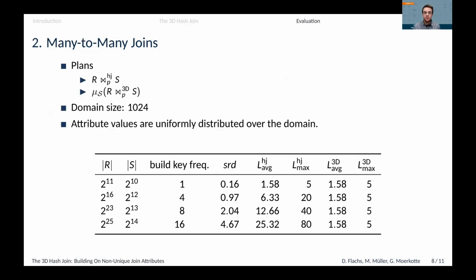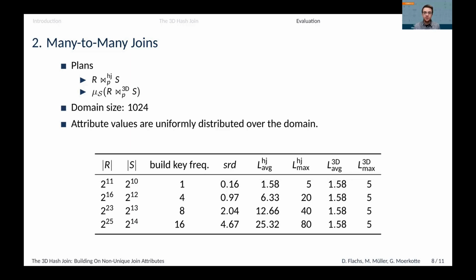For the second experiment, we considered a many-to-many join between 2 relations R and S. The hash table is built on the smaller relation S. In the table, you can see an excerpt of our measurements. It shows that the advantage of the 3D hash join increases for larger cardinalities and larger number of duplicates. Over all parameter combinations, we observed that the 3D hash join is never slower than the standard hash join.